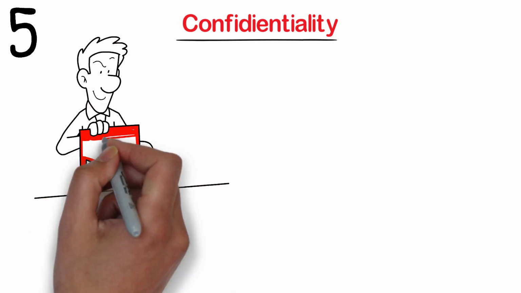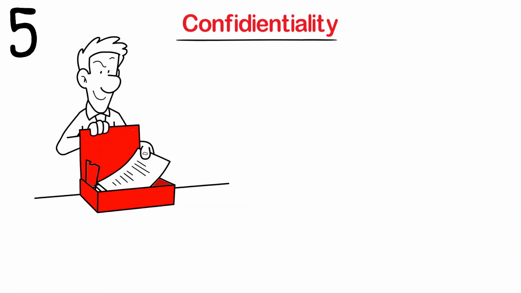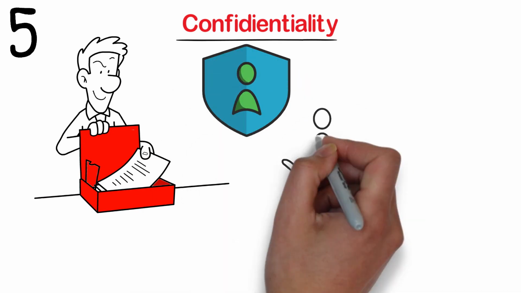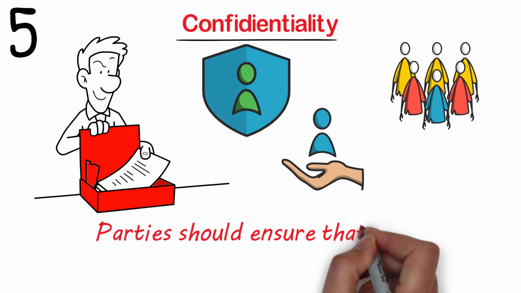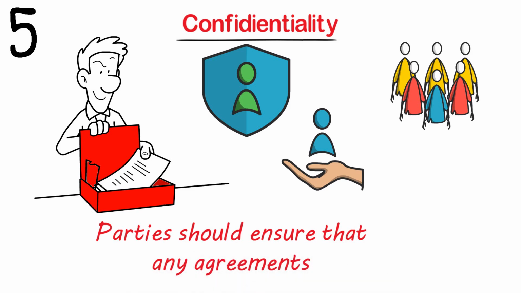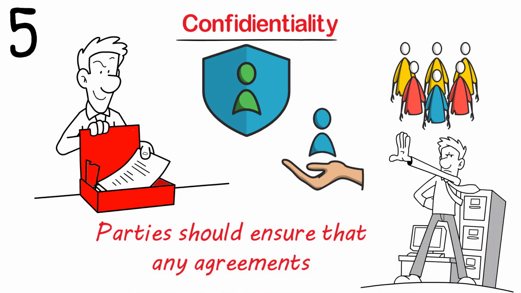The fifth issue is confidentiality. One of the advantages of using ADR methods is that they can be confidential, which can help to preserve the privacy and reputation of the parties involved. Parties should ensure that any agreements reached during the ADR process are kept confidential.